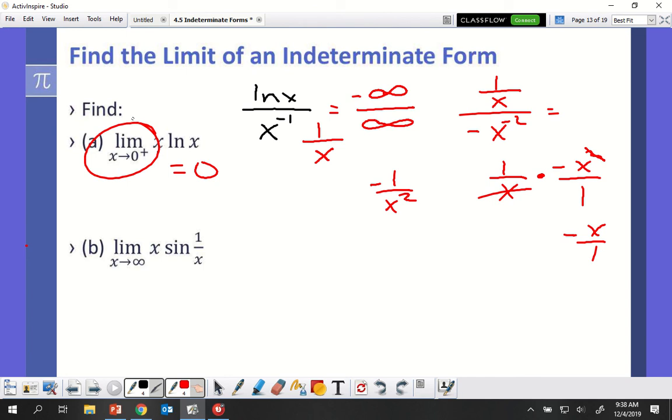So what we're finding is what the limit is. Yes, the limit. So what is this approaching as this goes to 0? This function right here is approaching 0 from the right-hand side. So my limit is going to go to 0.